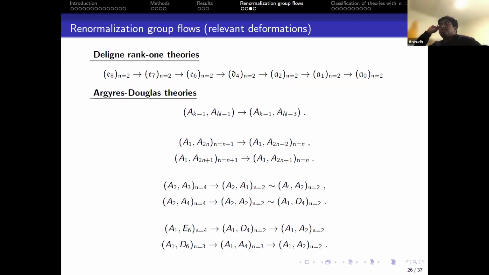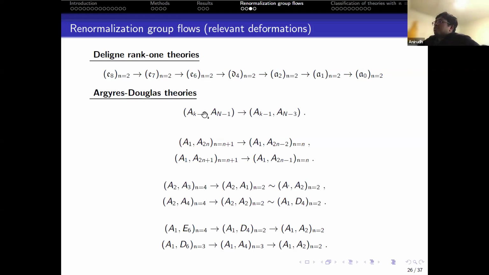So for example, in the case of flows in which you do a relevant deformation and also tune the Coulomb branch parameter, the simplest one is these Deligne rank 1 theories, which I said were labeled by these Lie algebras in this series, and all of them have n equal to 2, so there is no violation here for that conjecture.